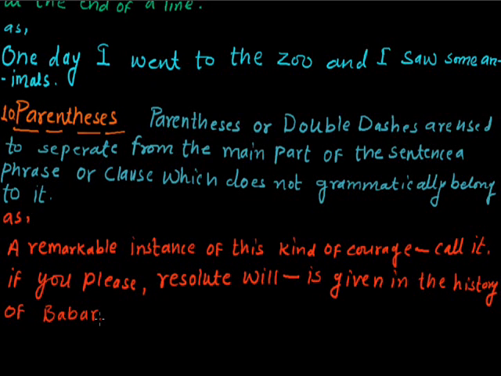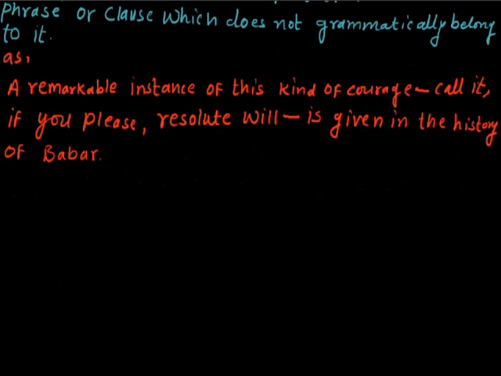Here in this sentence, we have: a remarkable instance of this kind of courage, then call it, if you please, resolute will, is given in the history of Babur. In this sentence, call it, if you please, is unnecessary and does not belong to the rest of the sentence. So we have separated this part from the rest of the sentence by using double dashes. So whenever we have sentences in which some phrases or clauses do not grammatically belong to the main sentence, then we can separate them by using double dashes just before those unnecessary or unconnected phrases or clauses.